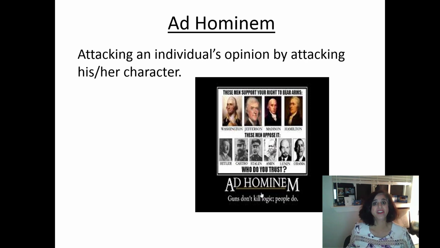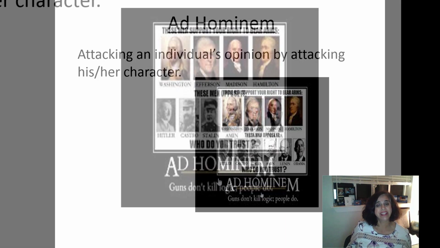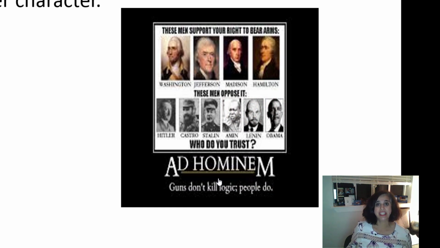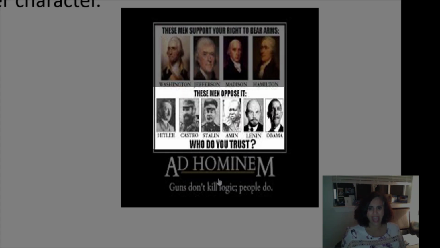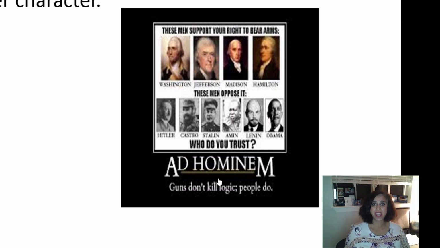Ad hominem is when you're attacking an individual's opinion by attacking his or her character. So let's look at this example about gun control. Instead of addressing the issue of gun control, in this example, they attack the people who are in favor of gun control. These men support your rights to bear arms: Washington, Jefferson, Madison, and Hamilton. And these men oppose it: Hitler, Castro, Stalin, Idi Amin, Lenin, and Obama. They're trying to associate President Obama with dictators instead of discussing the issue of gun control.